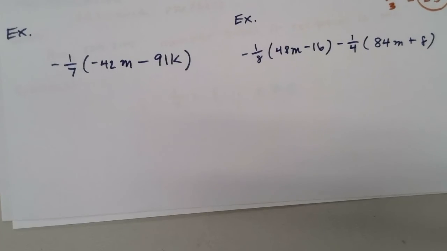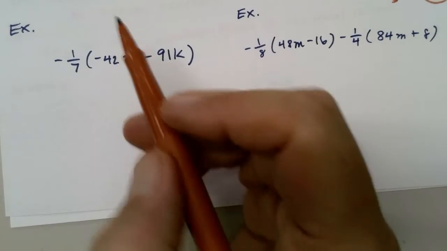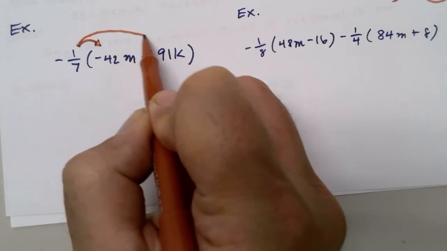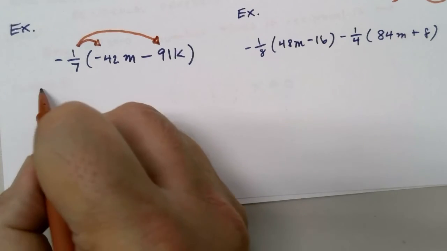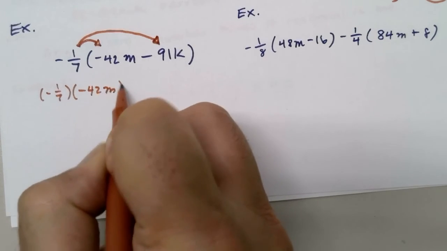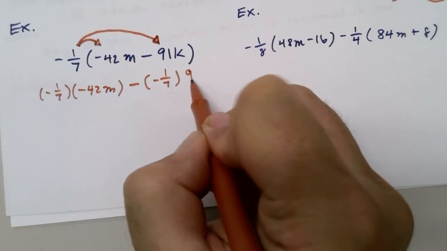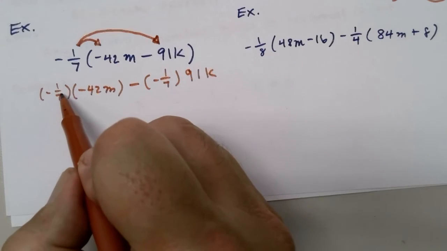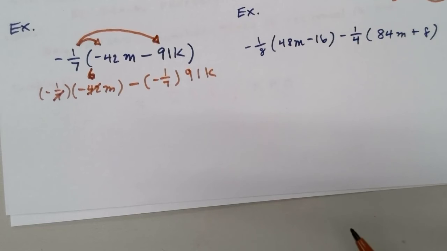All right, so this is the one. So this is like real math. It's almost like when you see algebra. So the first thing is I have to use the distributive property of multiplication over addition. So even though that is subtraction, it still works. So I have negative 1 over 7 times negative 42m minus negative 1 over 7 times 91k. All right, so here 7 times 6 is 42, so I can cancel and make that a 6.